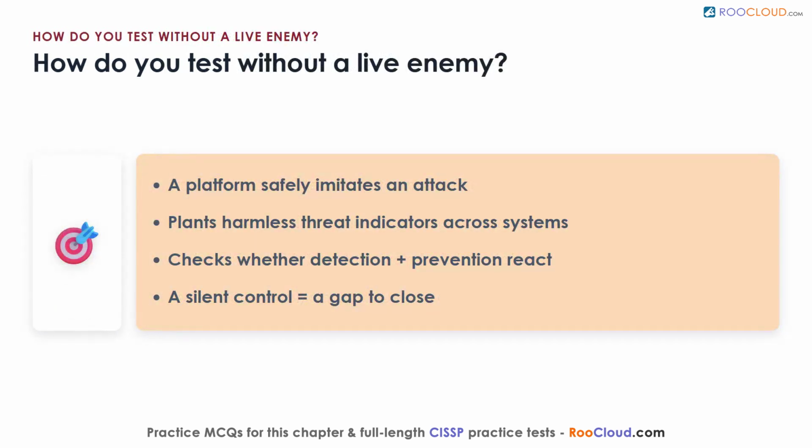How do you test your defenses without a live enemy? With a platform that safely imitates an attack. This kind of automated simulation plants harmless threat indicators across your systems. A suspicious file here, some beaconing traffic there, to see whether your controls react.